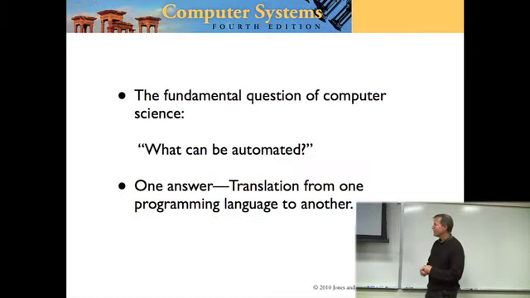So on our first slide here, the fundamental question of computer science is what can be automated, and one of the answers is translation from one programming language to another. So in order for us to attack this problem of automating the translation of a language, we need to understand what a language is. Now there's two kinds of languages: natural languages and artificial languages. Natural languages are, for example, English, German, French, Spanish. Artificial languages are languages like programming languages that are used in computer science.